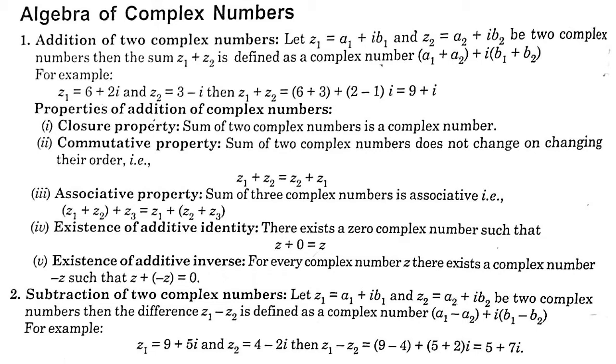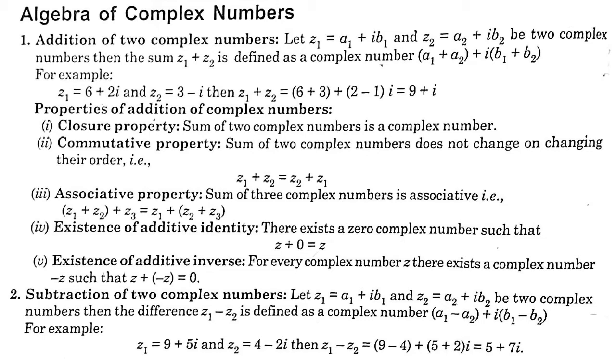Existence of additive identity means there exists a zero complex number such that z plus 0 is equal to z. Existence of additive inverse: for every complex number z, there exists a complex number minus z such that z plus minus z is equal to 0. Subtraction of two complex numbers.